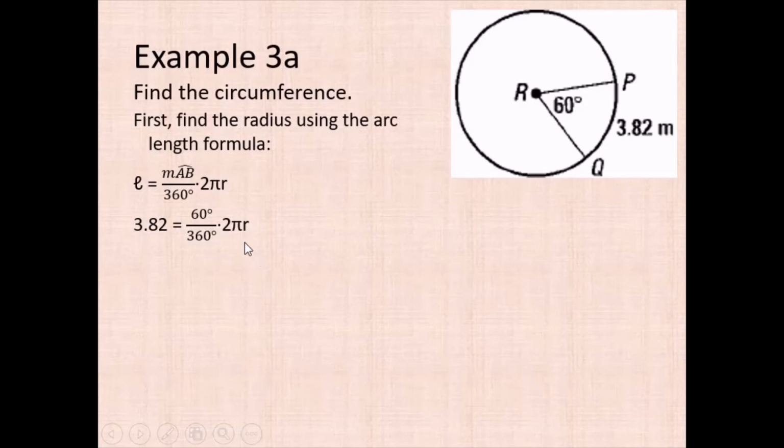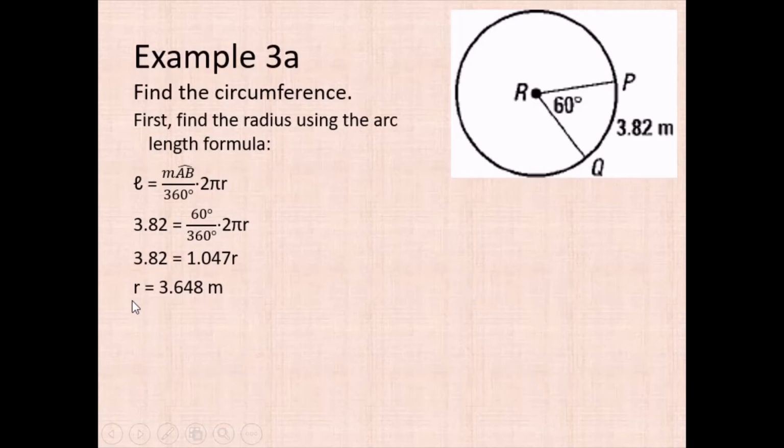And just like I did a couple of questions ago, I'm just going to get the decimal form for 60 divided by 360 times 2 times pi. When I do that, 60 divided by 360 times 2 times pi, I get 1.047, and then r. And now I can divide this over to the other side. So I do 3.82 divided by 1.047, and that gives me 3.648.